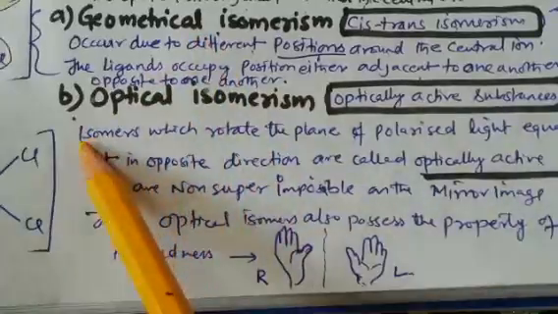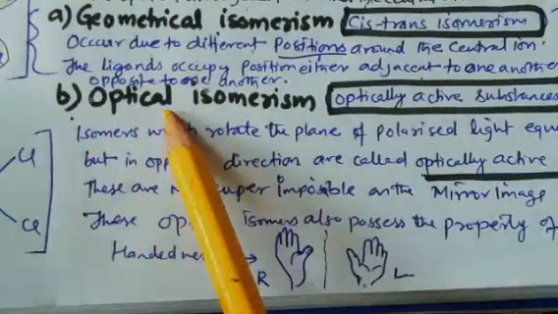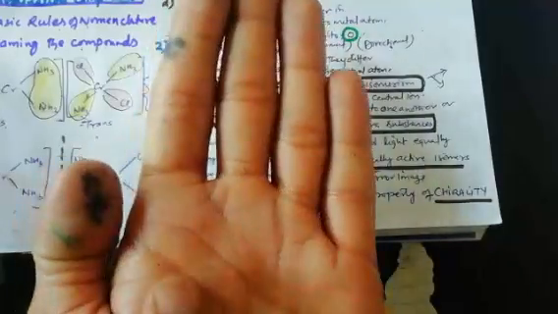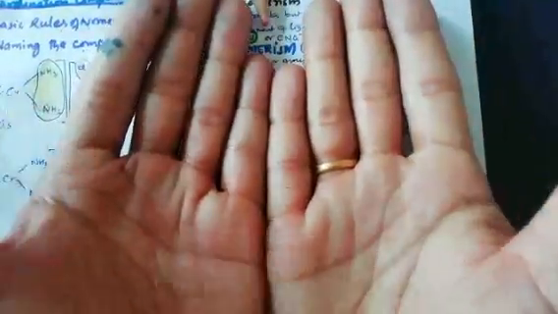Optical isomerism, the second type of stereoisomerism. The word optic you know very well. It is a mirror. When you see your hand in a mirror, suppose this is my left hand, the thumb is toward the north direction and the small finger is toward the south direction. But if you see my right hand, the thumb is toward the south direction and the small finger is toward the north direction, which is opposite to each other. That is called optical isomerism.